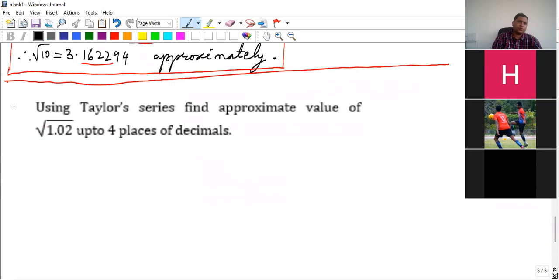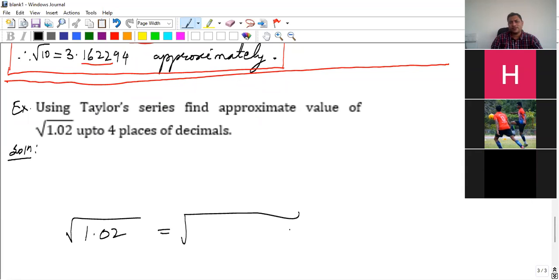I hope you are able to read this. Okay, so the question is: using Taylor series, find the approximate value of root of 1.02 correct up to 4 places of decimal. Okay, so we go with the solution. So quickly, can you tell me how you are able to express 1.02, and what will be A and what will be H?